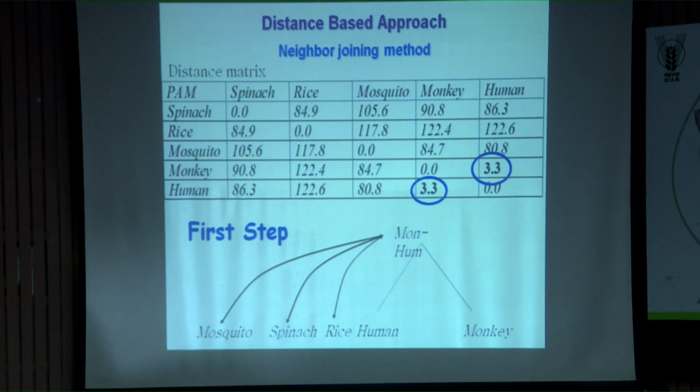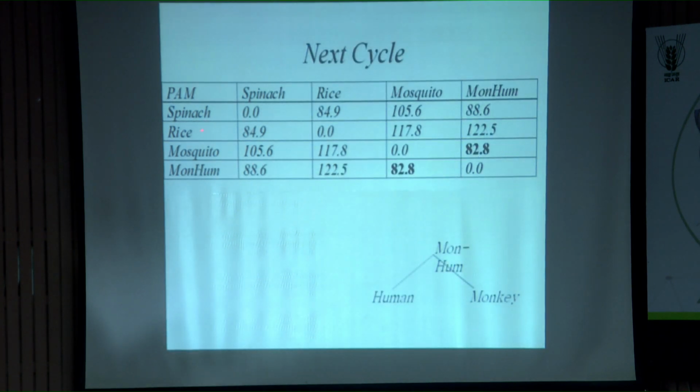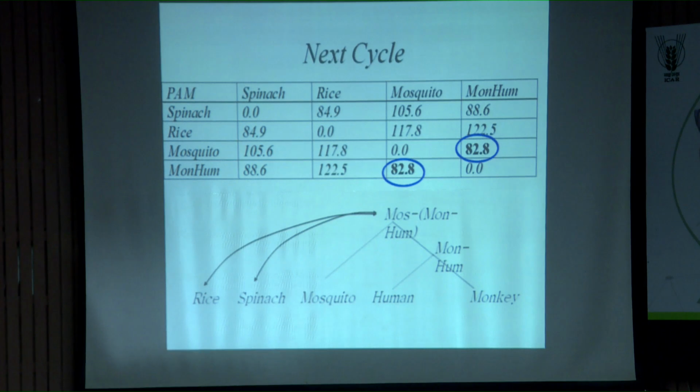So, in the next cycle it will take monkey human as a group, and analyze the remaining 3, and here the lowest value is between monkey human as a group and mosquito. That means mosquito is the closest to monkey human. So, next, what will happen? Mosquito will come and join, and it will form a group: monkey, human and mosquito as a group. So, in that way the tree is building up.